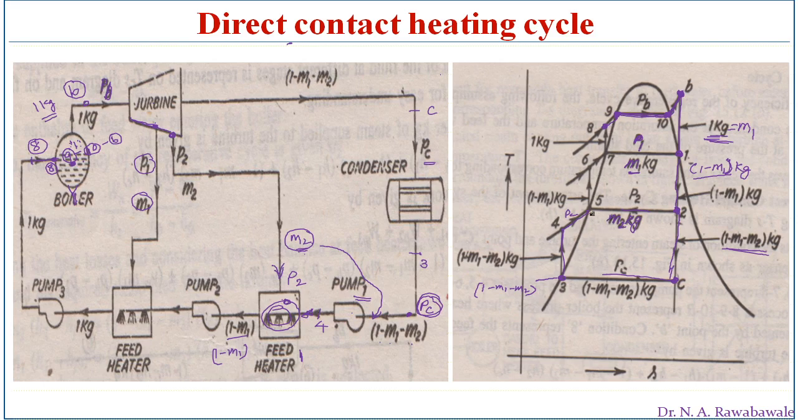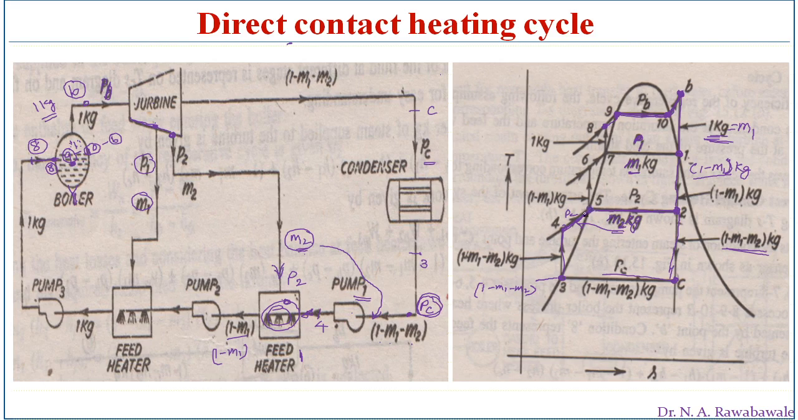So here sensible heating takes place. The amount of heat which is added between 4 and 5 is given by the steam of mass m2 as its enthalpy falls from 2 to 5. This enthalpy is going to decrease because here sensible heat is added. So the heat of this m2 kg of steam is given to the feed water of 1 minus m1 minus m2 kg, and both are going to mix.